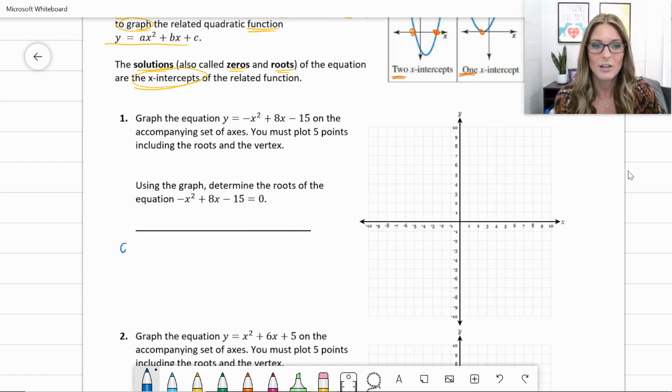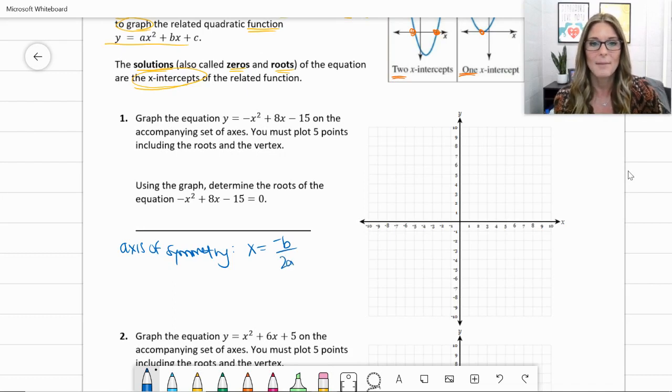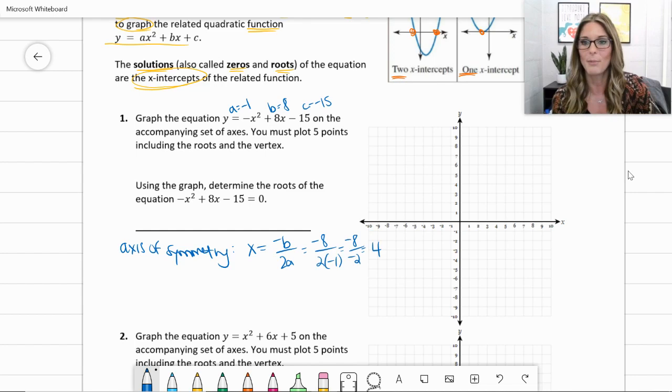Just to review, let's start with our axis of symmetry. Remember that formula is x equals negative b over 2a. In our equation up here, my a value is negative 1, b is 8, and c is negative 15. When I plug this into the formula, we have negative 8 over 2 times negative 1, or negative 8 over negative 2, which gives me positive 4. My axis of symmetry is at positive 4. I'm going to go ahead and put that dashed line at 4.